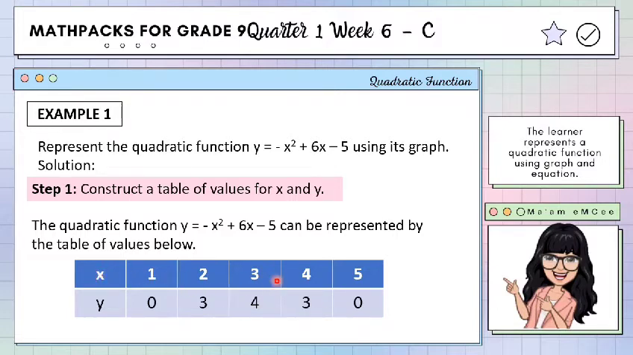Now, for your x, you can have any numbers, any real numbers. So, in this case, we have used 1, 2, 3, 4, 5. Now, how did we get the y? The values of y will depend on the values of x. So, what should we do? We need to substitute each value of x into our function to get the value of y.